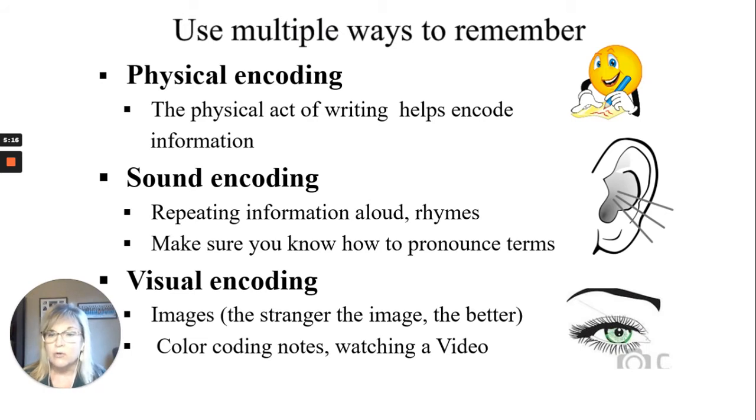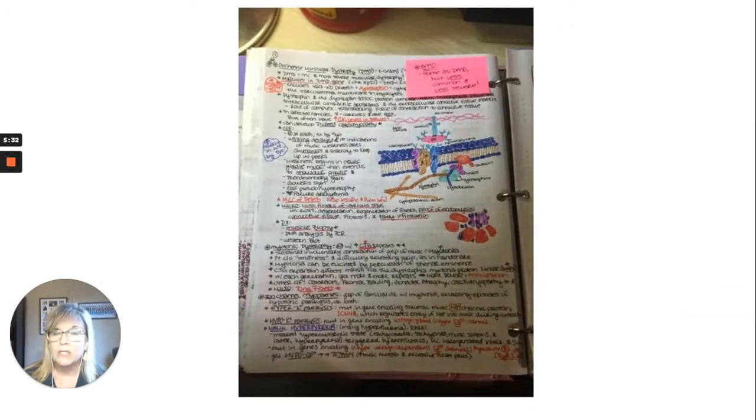Sometimes color coding your notes can be really helpful. When I was taking tests, I could kind of flip through my notes. I could tell you what page and where the information was that I was looking for. Sometimes I couldn't come up with the information, but I knew where it was. So visual encoding is really useful.